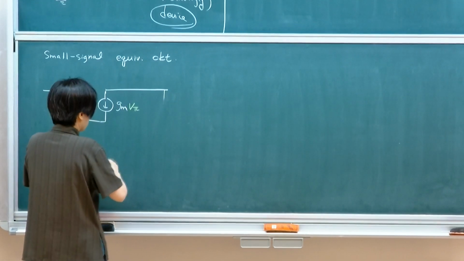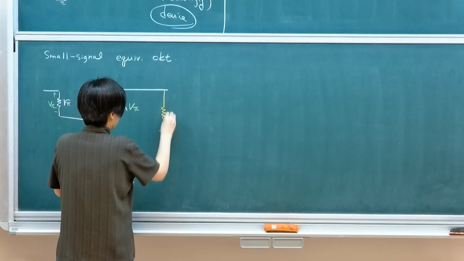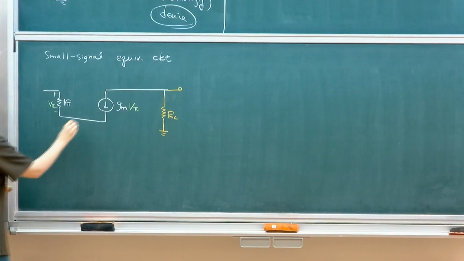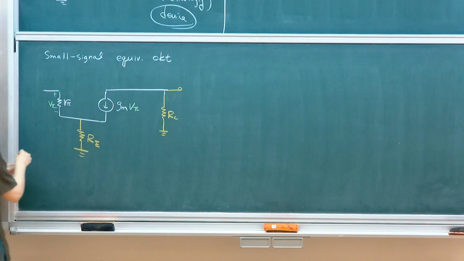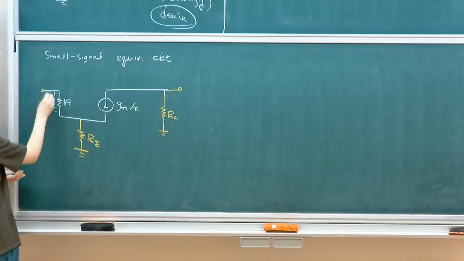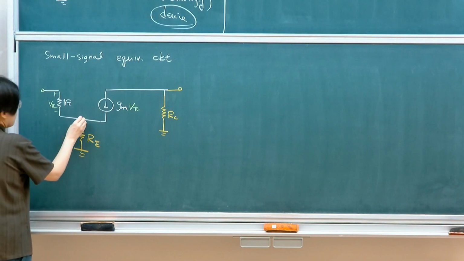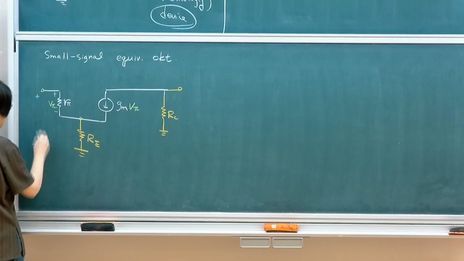Let me just make sure that I got it. RC load. And then we have external RE at this point. And my input, instead of being applied only on BE, which is V pi, will actually be divided across the resistor itself. So the overall input voltage is here.